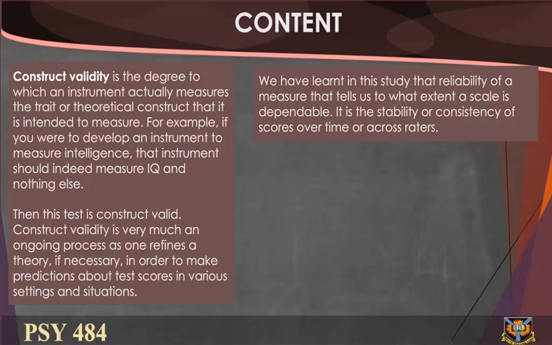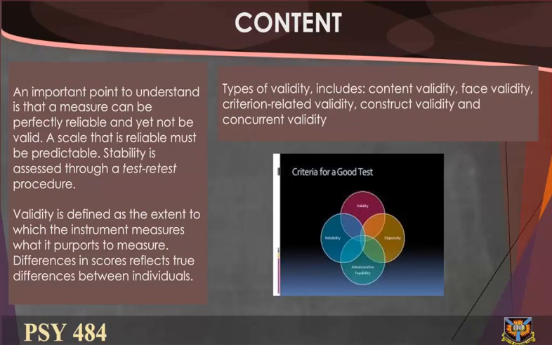We have learned in this study that reliability of a measure tells us to what extent a scale is dependable. It is the stability or consistency of scores over time or across raters. An important point to understand is that a measure can be perfectly reliable and yet not be valid. A scale that is reliable must be predictable. Stability is assessed through a test-retest procedure.